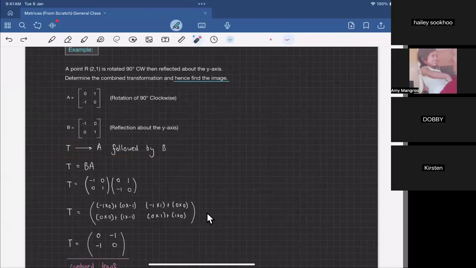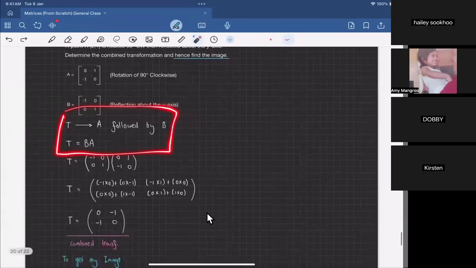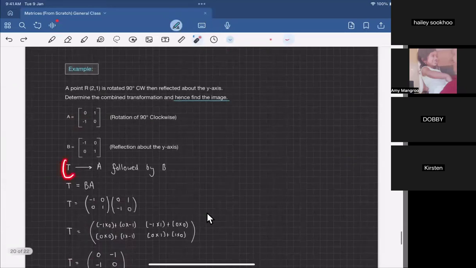So A followed by B, A followed by B. We're doing A first, and then following that, we have B, which is a reflection. Does that make sense? So this is just the notation, right? You have to write this line. We call it our combined transformation T, and that transformation matrix is going to be doing these two, but in one shot.